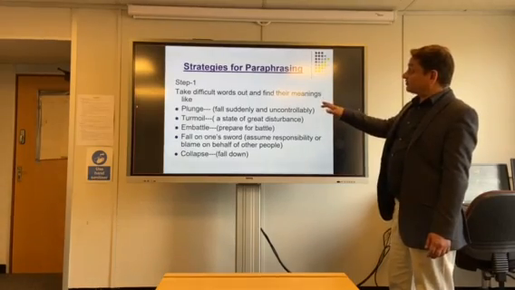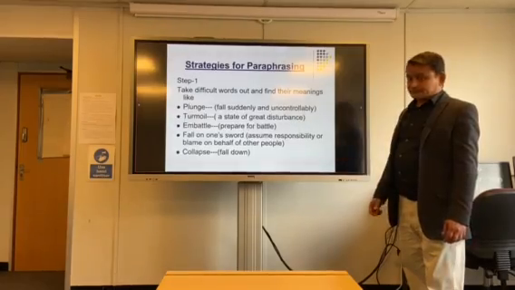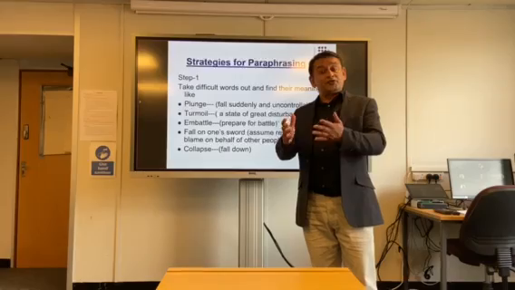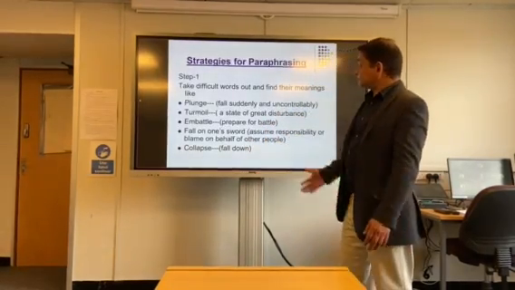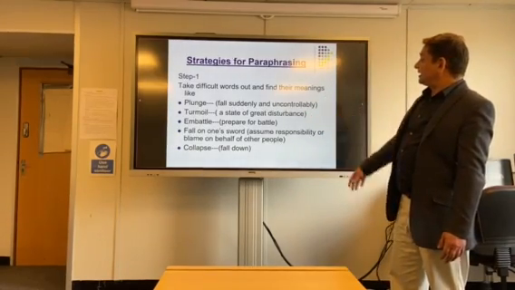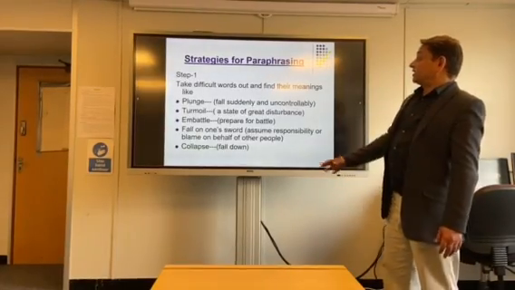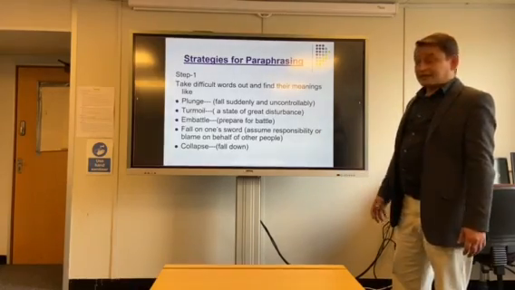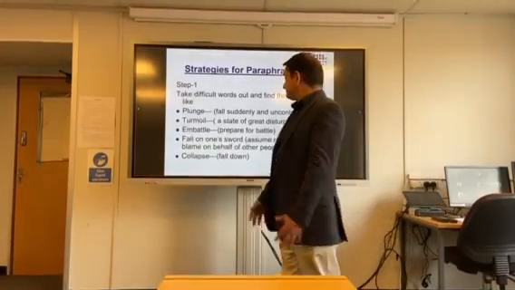Take difficult words out and find their meaning, like plunge. You read it and make note of the difficult English words you are not confident about. Plunge means fall suddenly and uncontrollably. Collapse. Plunged. Turmoil: a state of great disturbance. Embattled: prepare for battle, that means the person is in trouble.